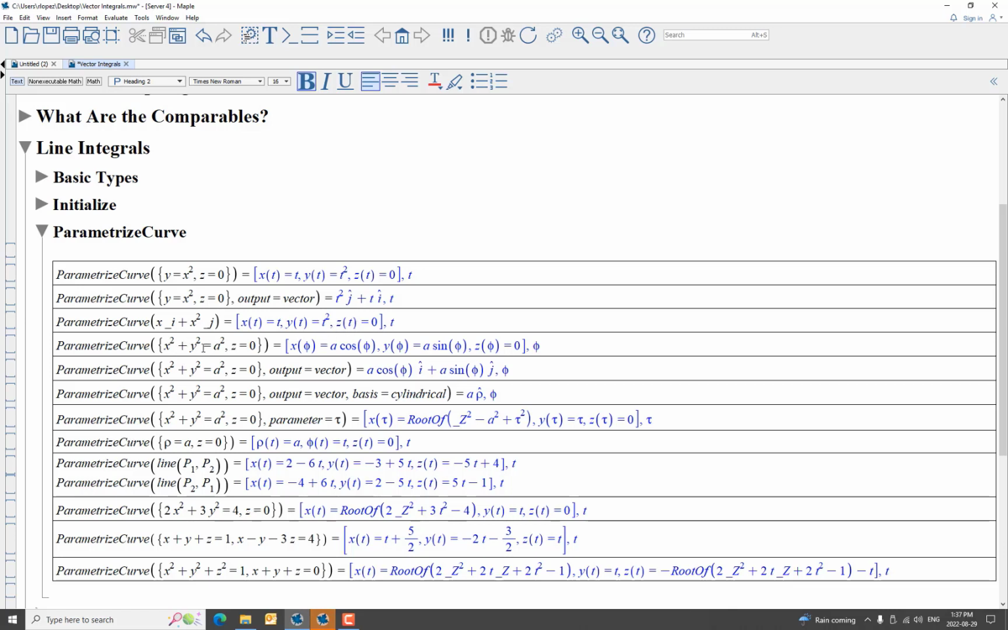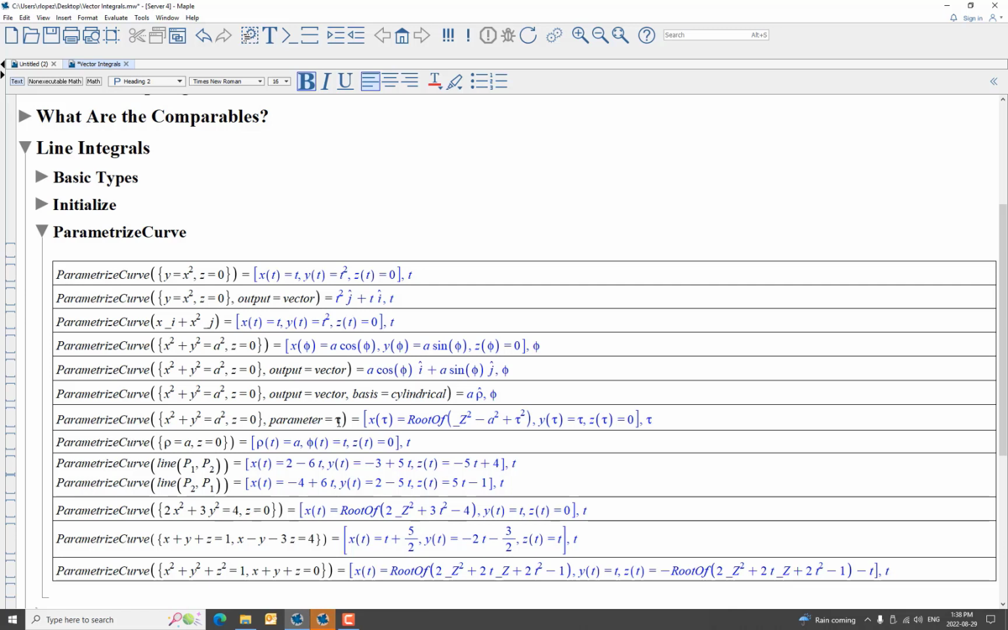Give it a circle, x squared plus y squared equals a squared, it automatically switches to polar coordinates. Ask for the output as a vector, and it switches to polar coordinates in vector form. Ask for the basis in cylindrical coordinates, and that circle will come back in cylindrical coordinates.